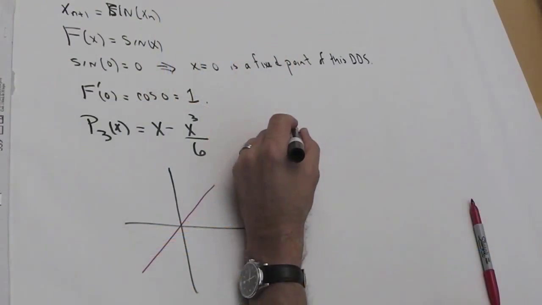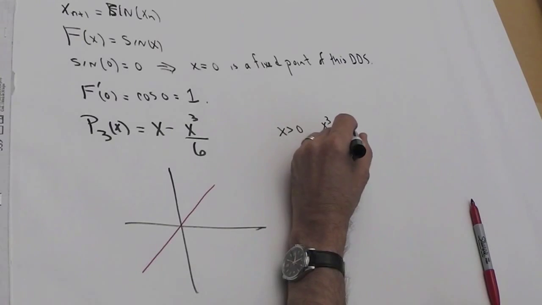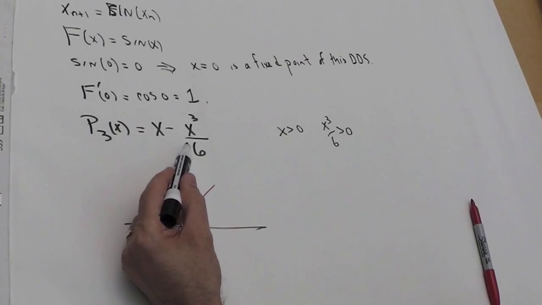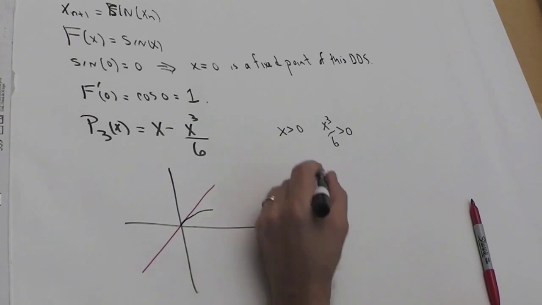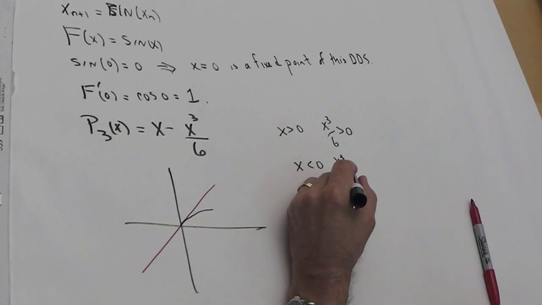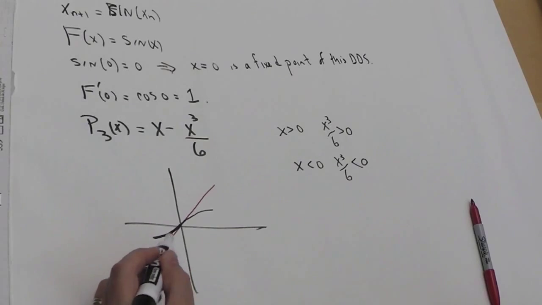When x is bigger than 0, x^3/6 is bigger than 0. And so that tells me that the graph of P3 is going to be below the line y = x when x is positive. Somewhere down like that. And when x is negative, in that case, x^3/6 is actually negative, less than 0. And since we're subtracting that from x, that tells me that x - x^3/6 will be above the line y = x, close to 0 on the negative side.